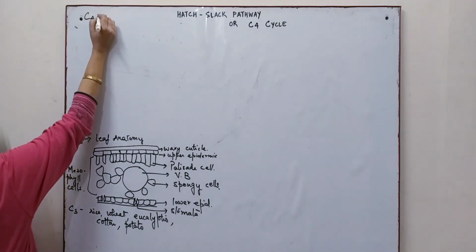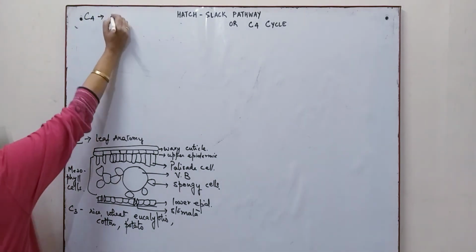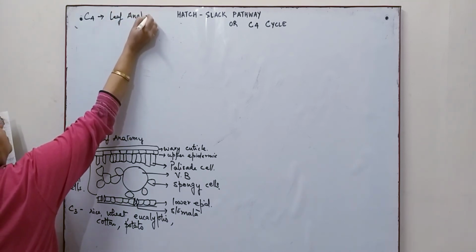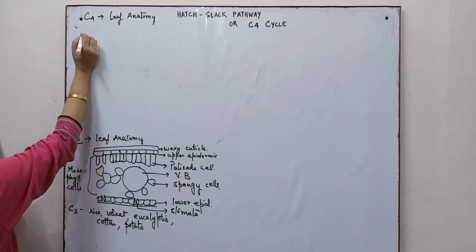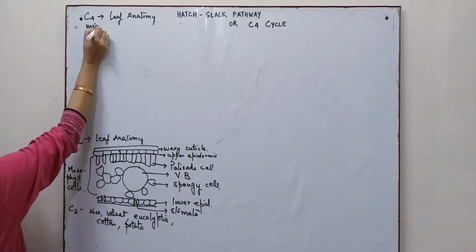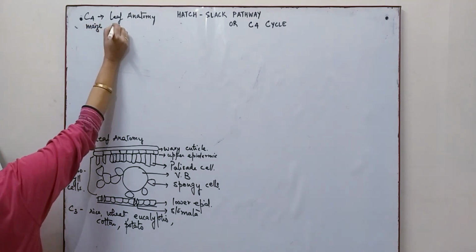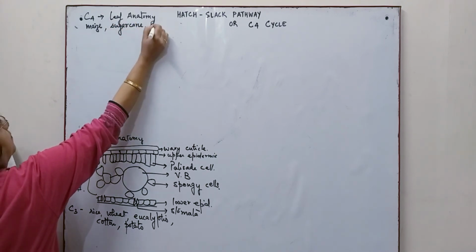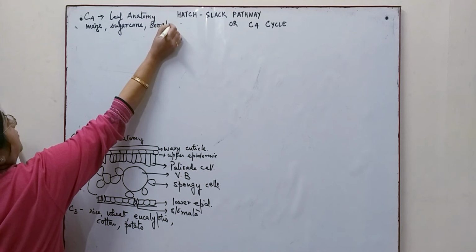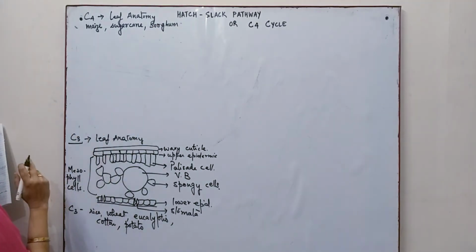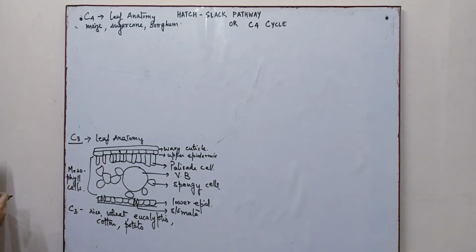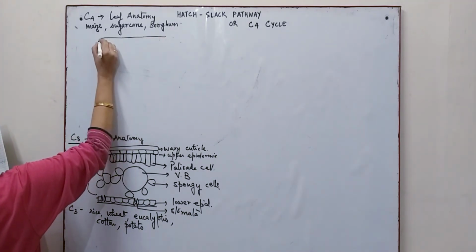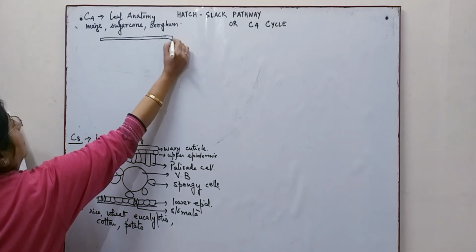C4 plants have a leaf anatomy such as the examples of C4 plants are maize, then we have sugarcane, sorghum. These are a few examples of C4 plants, and these are slightly different in structure. So this is again the upper epidermis.